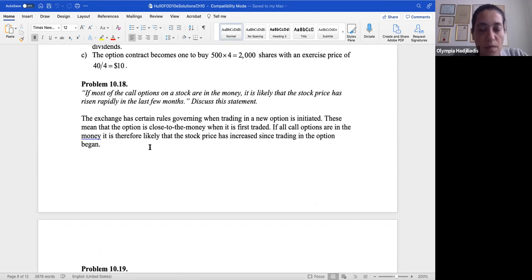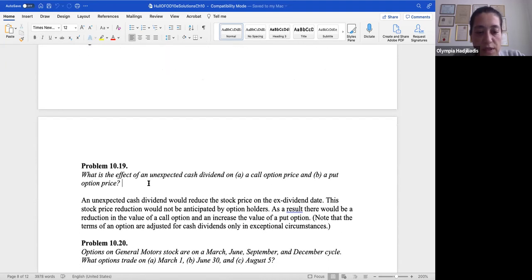So problem 18, if most of the call options on a stock are in the money, it is likely that the stock price has risen rapidly in the last few months. Discuss this statement. The exchange has certain rules governing when trading in a new option is initiated. This means that the option is close to the money when it is first traded. If all call options are in the money, it is therefore likely that the stock price has increased since trading in the option began.